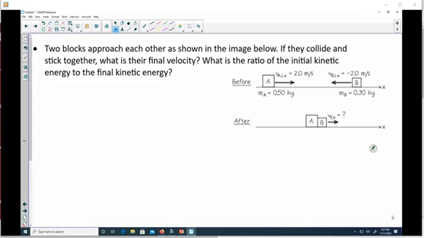Alright everyone, so in this example, this is the first example of an inelastic collision. So we have these two objects, they're going to hit each other and they're going to stick together and move together after they hit. So we want to find what the final velocity is after they hit and stick together, and we want to determine the ratio of the initial kinetic energy to the final kinetic energy. Because remember, in inelastic collisions, kinetic energy is not conserved.